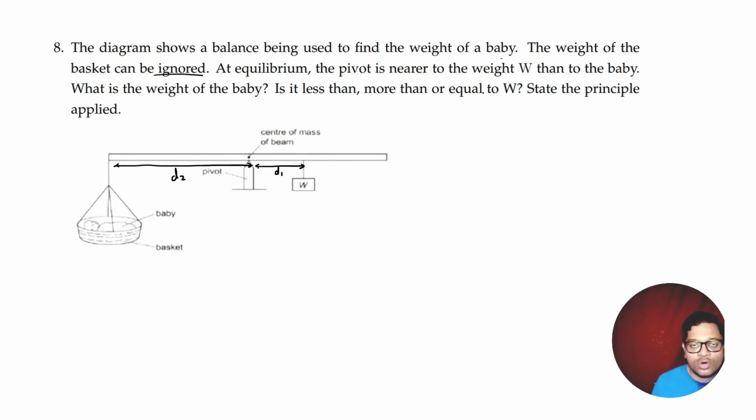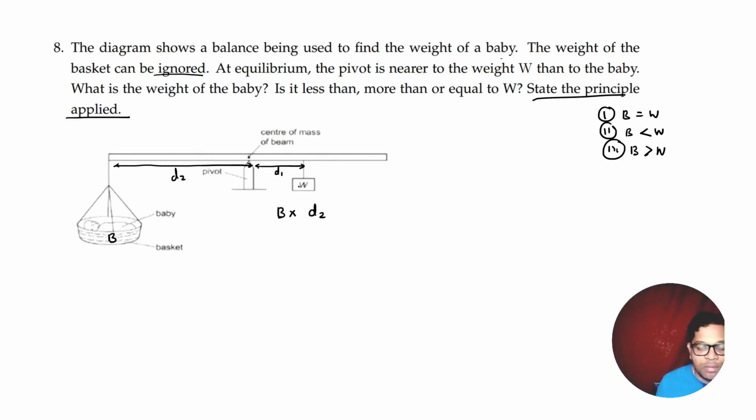Is it less than, more than, or equal to W? If I consider the weight of the baby as B, we have three choices: B is equal to W, B is less than W, and B is greater than W. So what is the answer? According to the principle of moments, the weight of the baby times the perpendicular distance between where the force is acting and the point of rotation is equal to the weight W times d2. The anti-clockwise and clockwise moments are equal. So what we have here is that d2 is greater than d1.